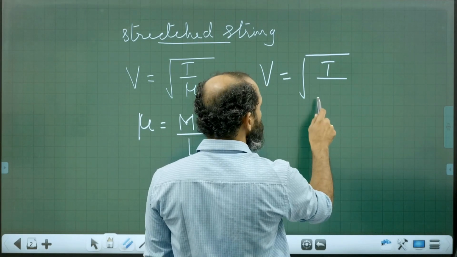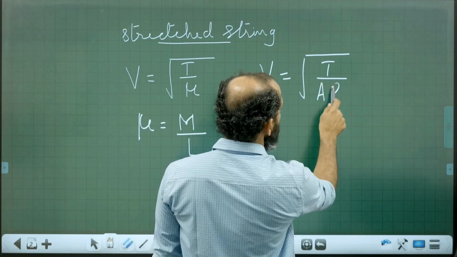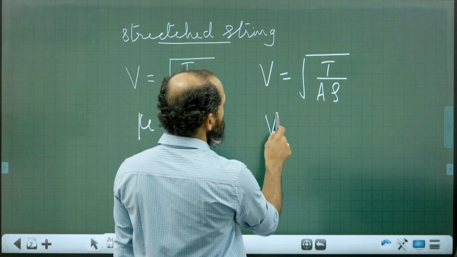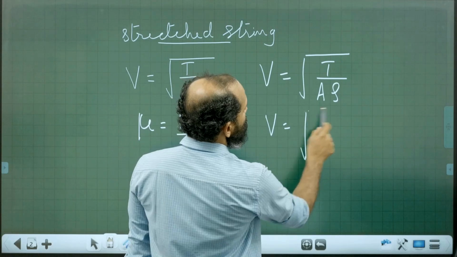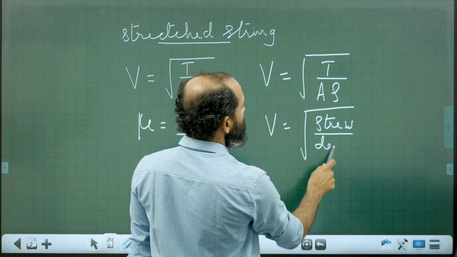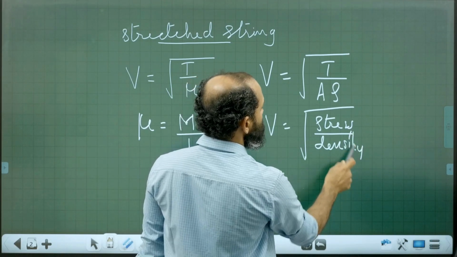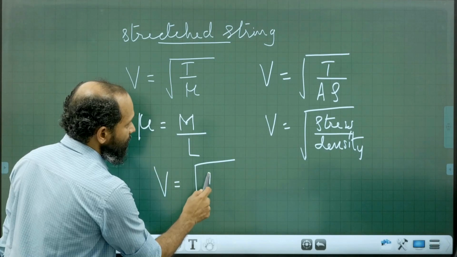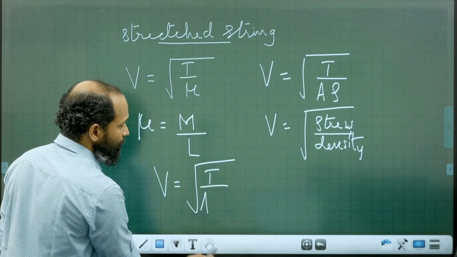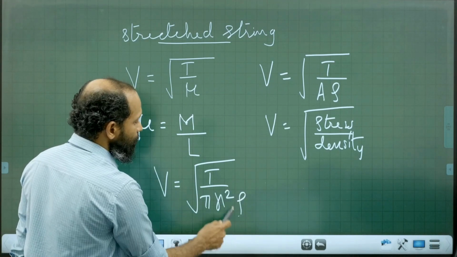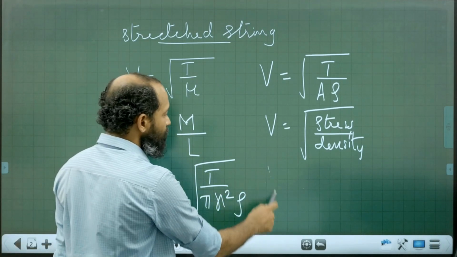This can also be expressed as root of T by A rho, where T by A is the tensile stress developed in the stretched string. So that can also be written as root of tensile stress divided by density. All these expressions are to be noted. That is root of T by area of cross section A of the wire, which may be expressed as pi r square. So T by pi r square.